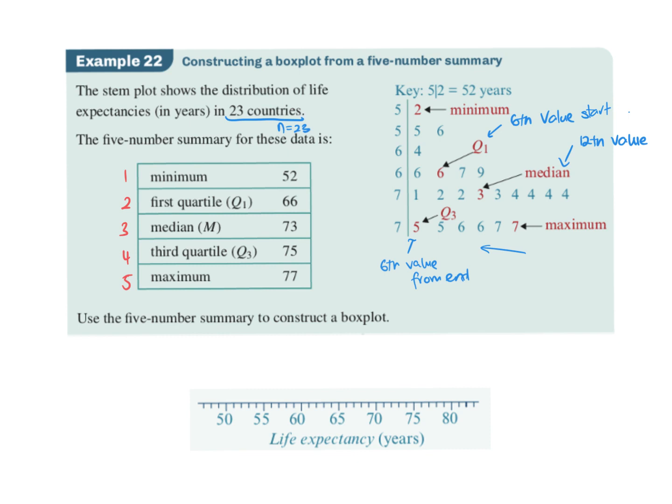So the median is at 73, so that's there. And the Q1 is 66, so that's there. And then the Q3 is 75, which is there.